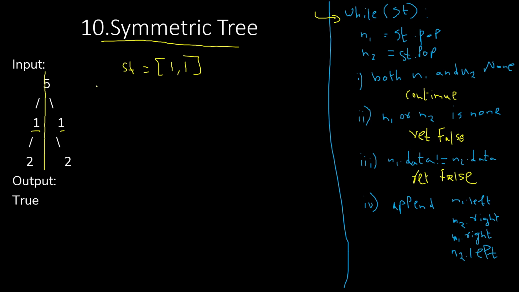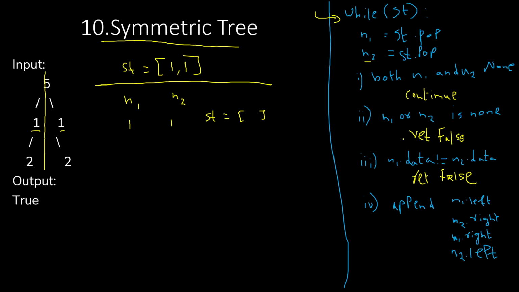Now we will also be doing a dry run of the while loop. n1 is the element which we popped. The first pop will get the rightmost element, which is 1 in this case, and we pop a second time. That will be n2, which will also be 1 here, and the stack will be empty. Now we check the first condition: if both n1 and n2 are None, then we continue the while loop. If not, we go to the next condition.